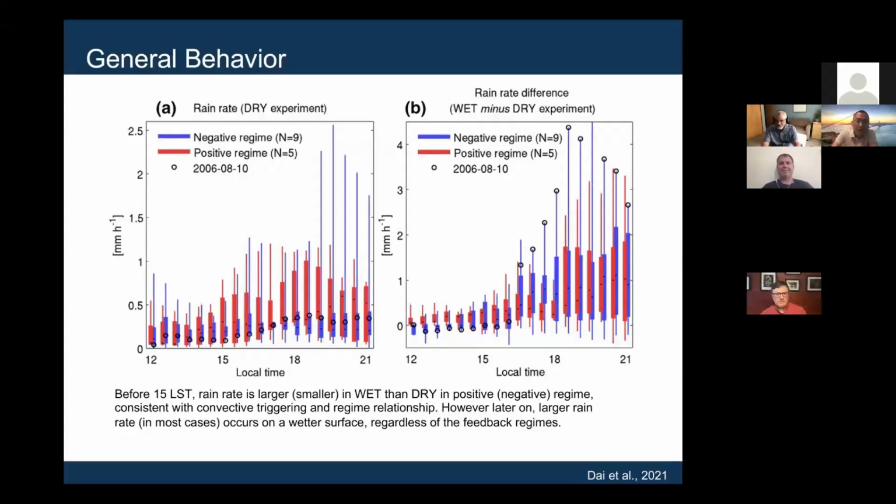Before 15 local time, we can find the larger rain rate in the wet experiment than dry in the positive regime, and smaller rain rate in wet than dry in the negative regime. This is consistent with the convective triggering and feedback relationship. However, later on, the larger rain rate always occurs on a wetter surface, regardless of the feedback regimes.